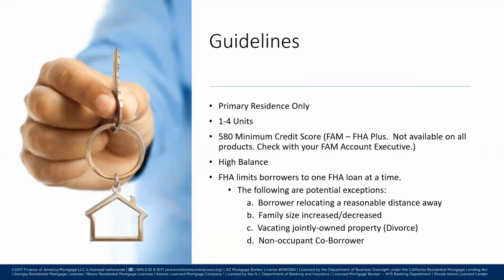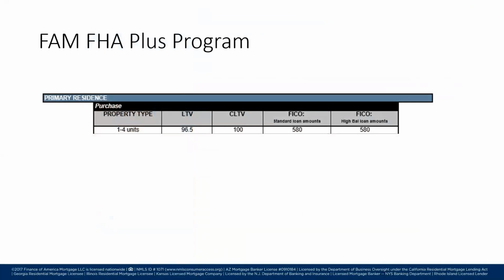A family size increasing or decreasing. If perhaps they're going through a divorce, so they're vacating a jointly owned property. And then again, obviously that non-occupant co-borrower. So if they already have an FHA loan and they're going to be a non-occupant co-borrower, obviously they'd have more than one FHA loan. So those are some of the things as far as the general guidelines. And then going through the credit score, I threw this up here, just your property types, your LTVs. Standard minimum score is 580, and also on the high balance is 580.